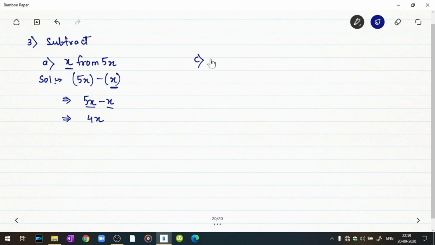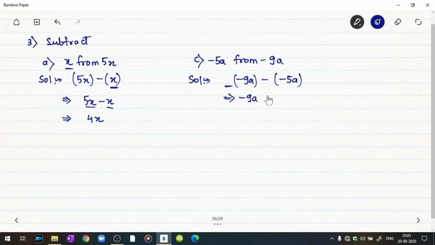Now we'll solve part C. Part C of the question says that you have to subtract minus 5a from minus 9a. So the first step is to place each like term in a bracket with a minus sign between them. Now as we know that we don't have any sign outside the bracket, the sign will remain the same. So you have minus 9a.